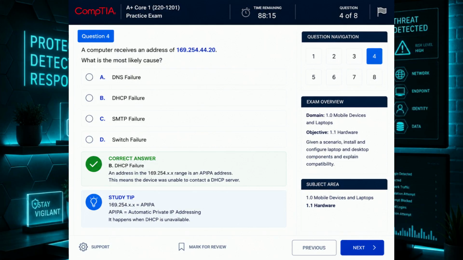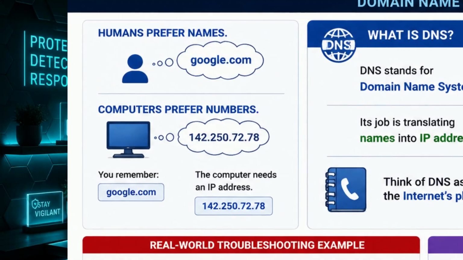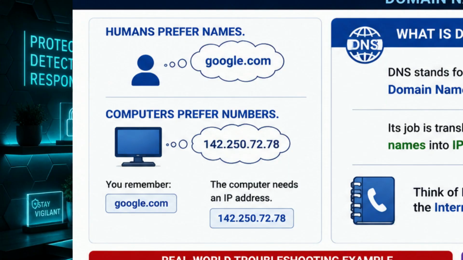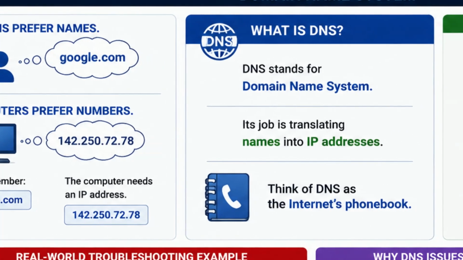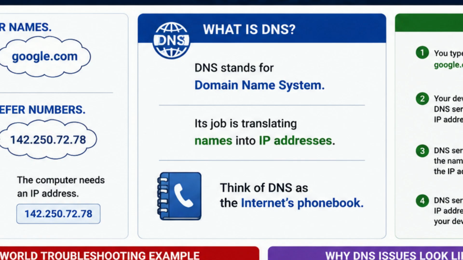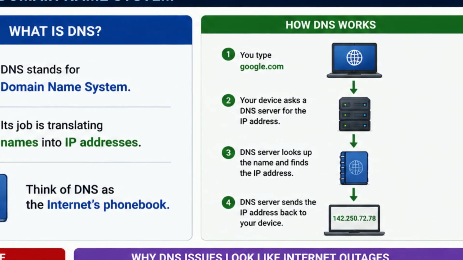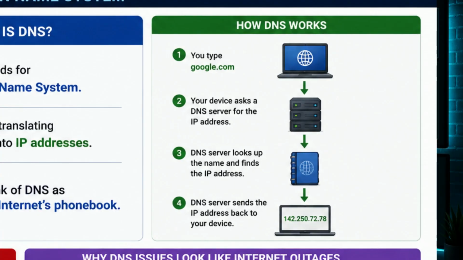So what is DNS? Humans prefer names, computers prefer numbers. You remember Google.com. The computer needs an IP address. DNS stands for Domain Name System. Its job is translating names into IP addresses. You could think of DNS as the internet's phone book.